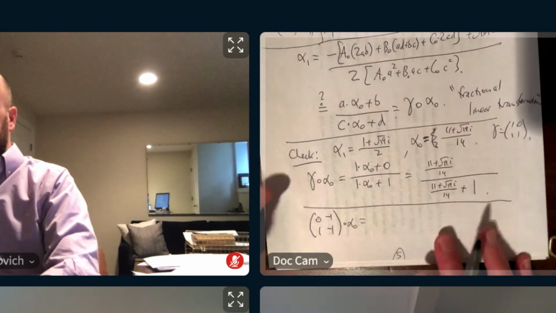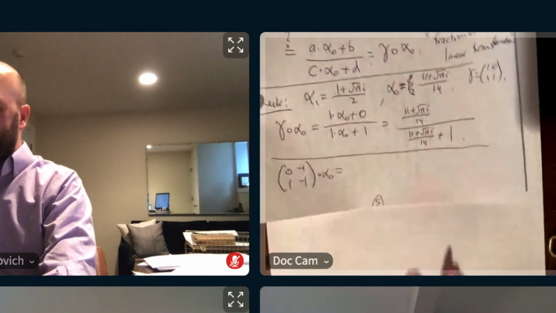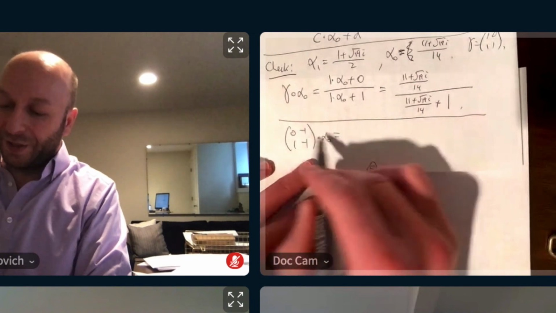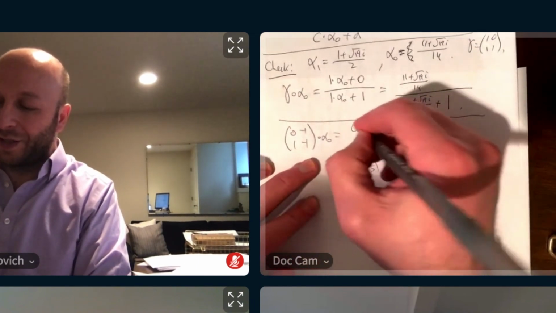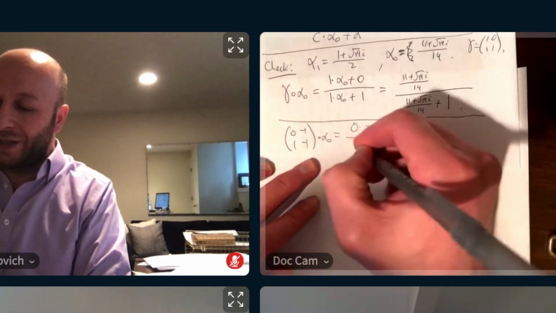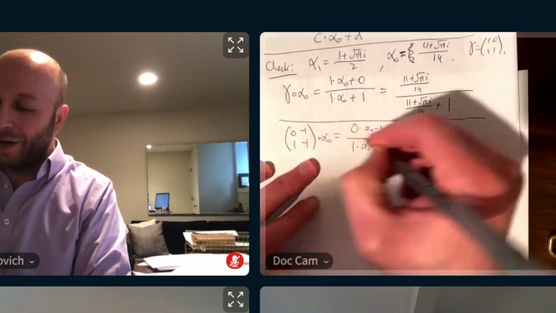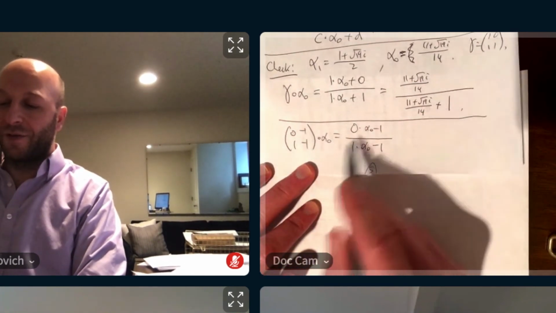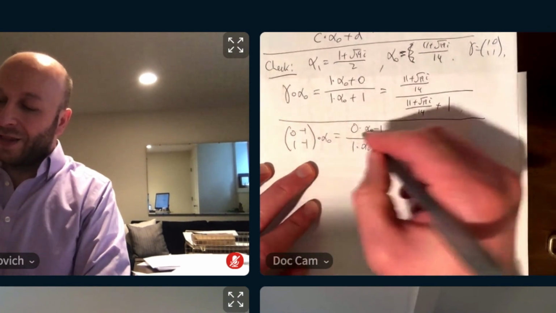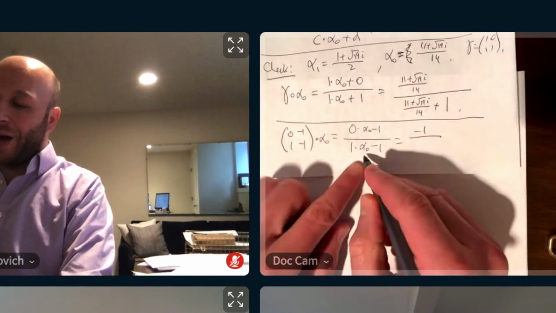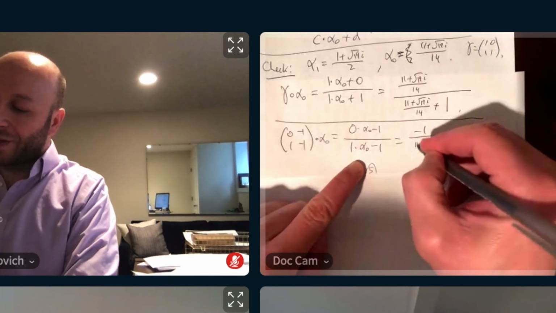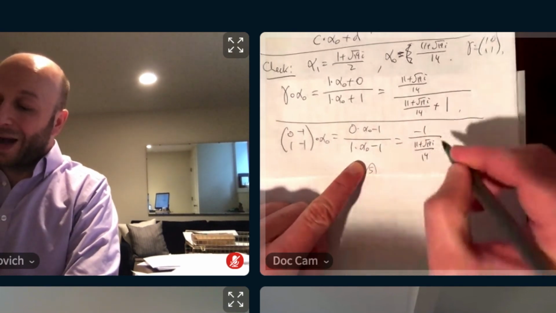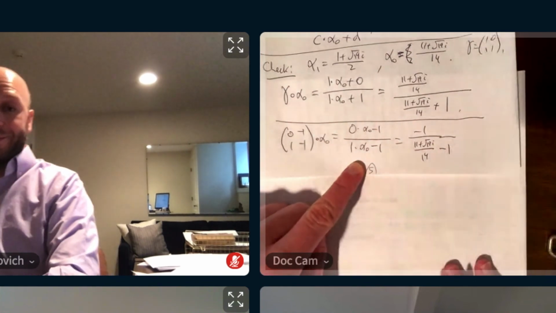And then we can watch the video back on slow-mo or something, or do it on our own to make sure we agree. All right, 0 times alpha 0 minus 1, 1 times alpha 0 minus 1. That's just putting in A, B, C, D in the fractional linear formula. That is a negative 1 on top. On the bottom, I have alpha 0. Alpha 0 is 11 plus root 19i over 14. And now I have a minus 1. That's what I wanted to get in the bottom.